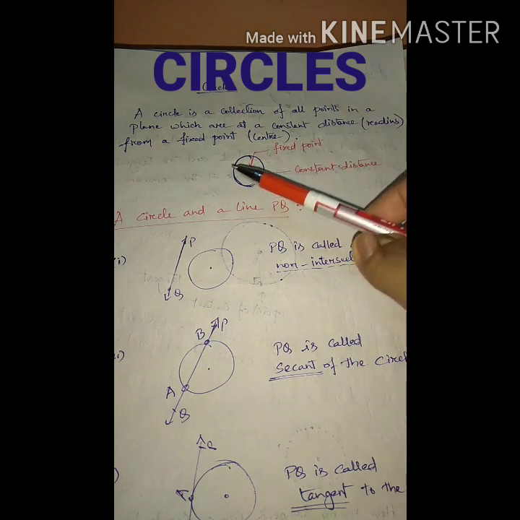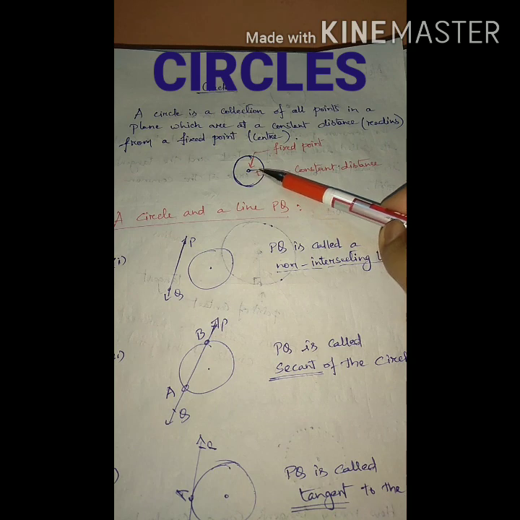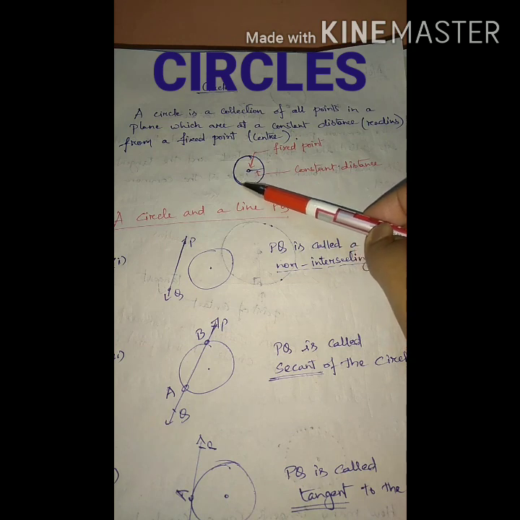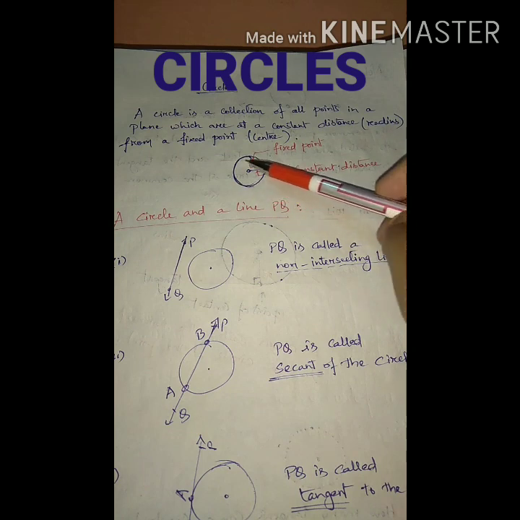here is already mentioned. You see the fixed point is this one, and from this fixed point, if we consider a constant distance, this is the constant distance we consider. In each and every place, if you consider the constant distance, then after getting all these points, if you join them, we get a circle. So this is the definition of a circle. That's why a circle is a collection of all points in a plane which are at a constant distance, that means the radius, from a fixed point which is known as the center. This is the definition of a circle, which we already had in class 9.